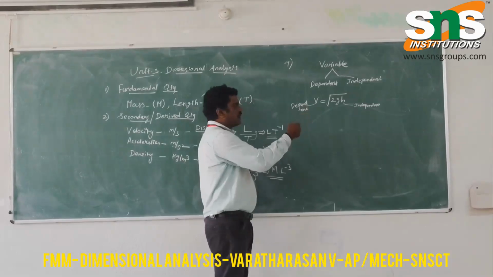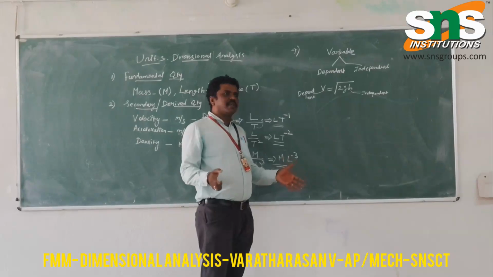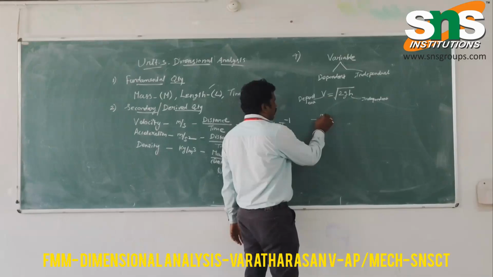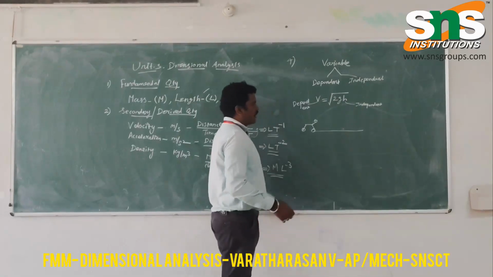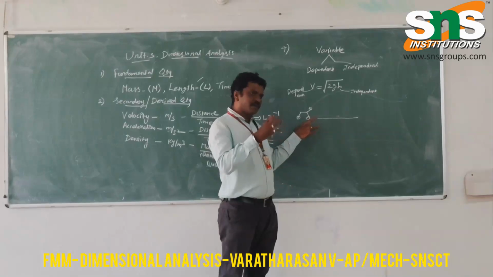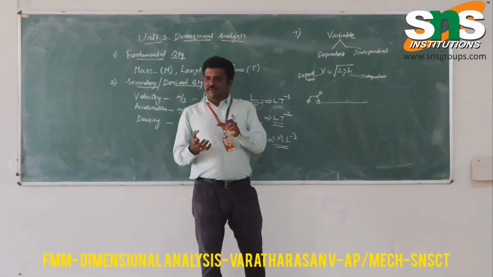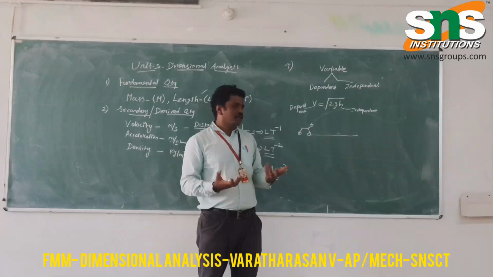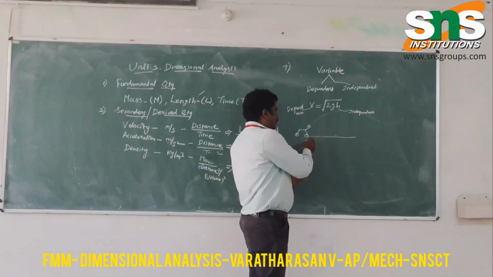For this we can see one more example. If you are driving a bicycle or a two-wheeler on the road, the tire will be in contact with the road surface. So between the tire and the road surface, it will create some sort of friction between these two. And also, what are the other things?